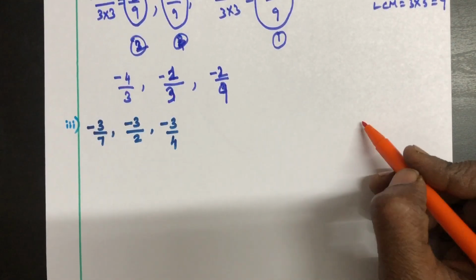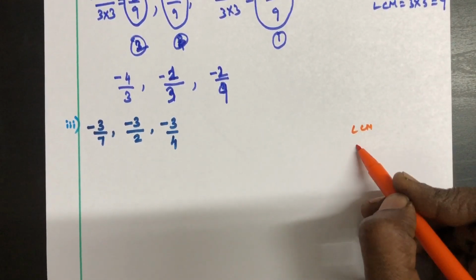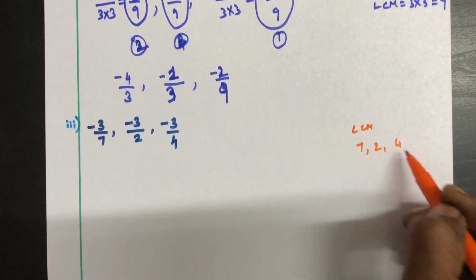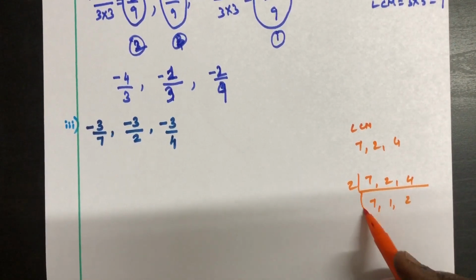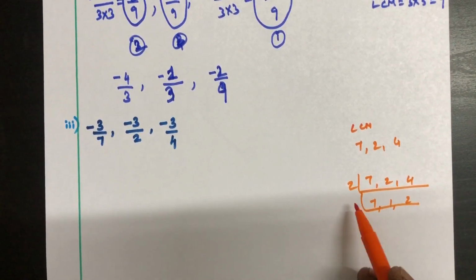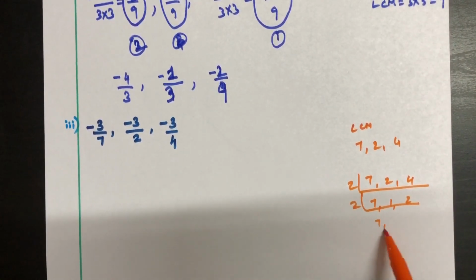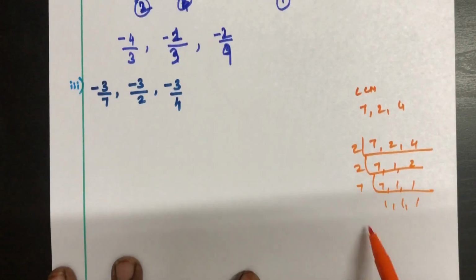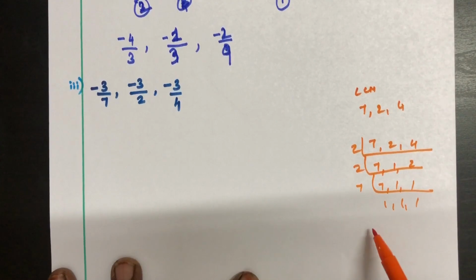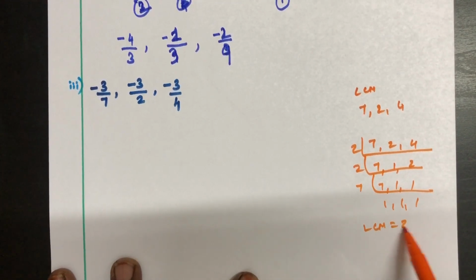Here, the LCM of 7, 2 and 4. Using 2 we can divide this. Again using 2, using 7, 1 comma 1 comma 1. So 2 2s are 4, 4 7s are 28. So the LCM is equal to 28.